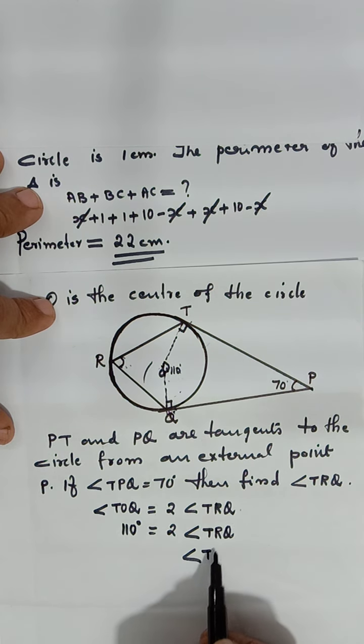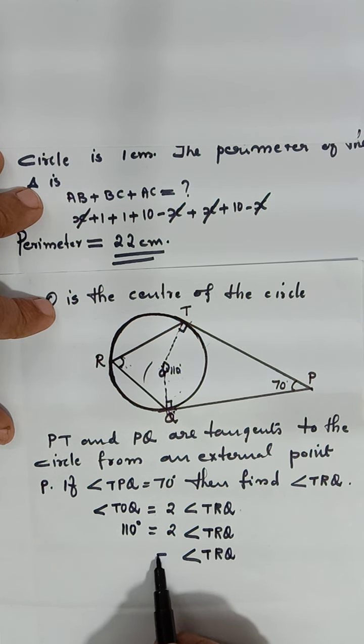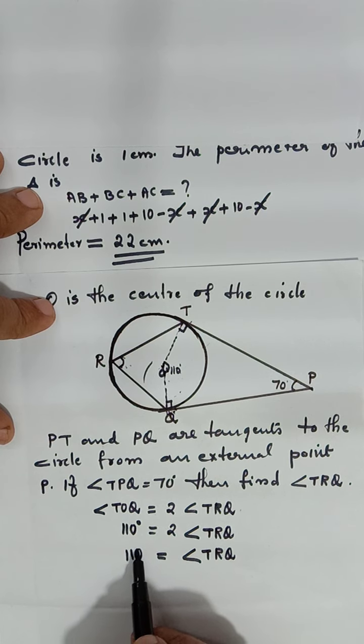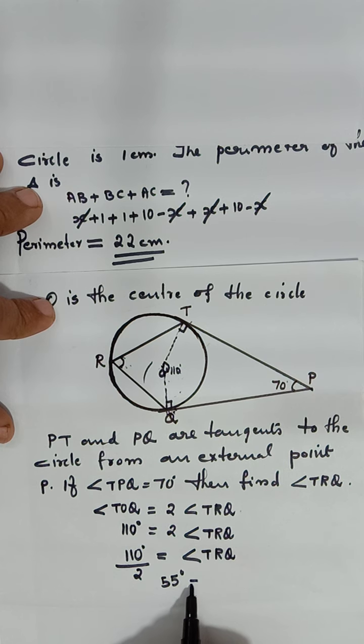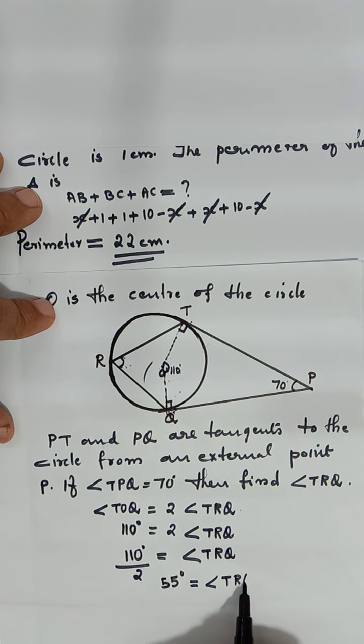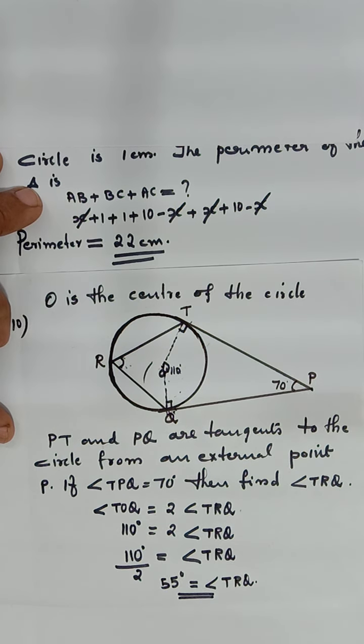Keep TRQ here and transfer this 2 to the other side. It becomes 110 degree divided by 2. Everybody knows it's a simple calculation. 110 divided by 2 is equal to 55 degree. So that is angle TRQ. Very simple question. Only the necessary steps you have to write for 1 mark. Hope you understood. Bye.